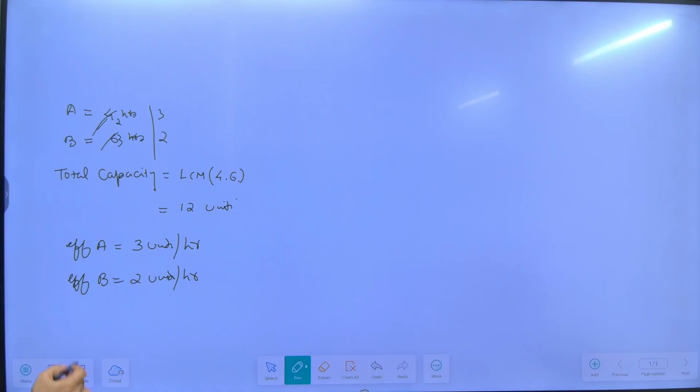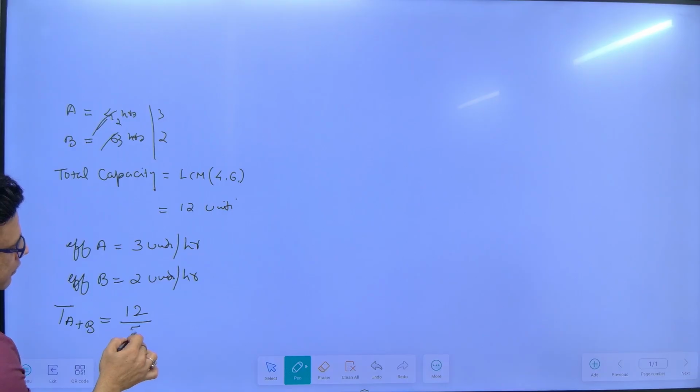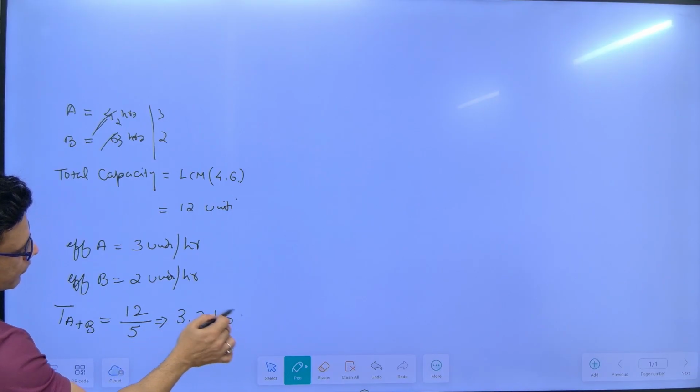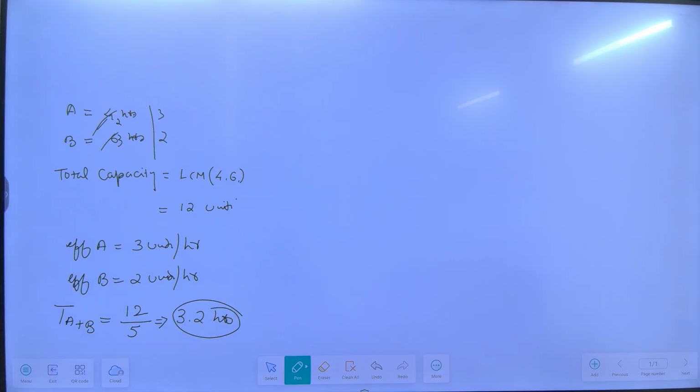And how much time will the tank take to get filled if both of them are working? So to find the time, time is work upon efficiency. Work is total 12. Efficiency is 5, which will give you the answer, right?